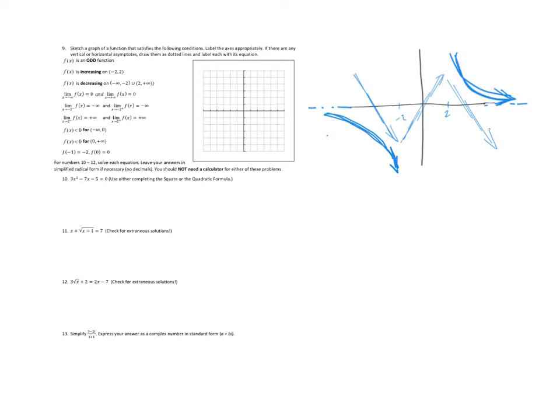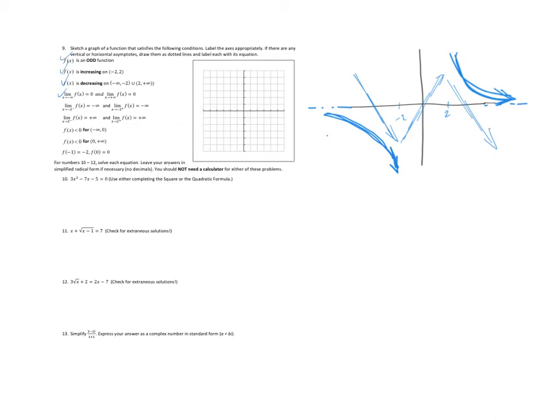Because if it's below the x-axis, it can't decrease and still level off at 0. It's got to be coming from above. So hopefully that makes some reasonable sense to you. Let's take a look at what else we have here. So we've covered that, and that.